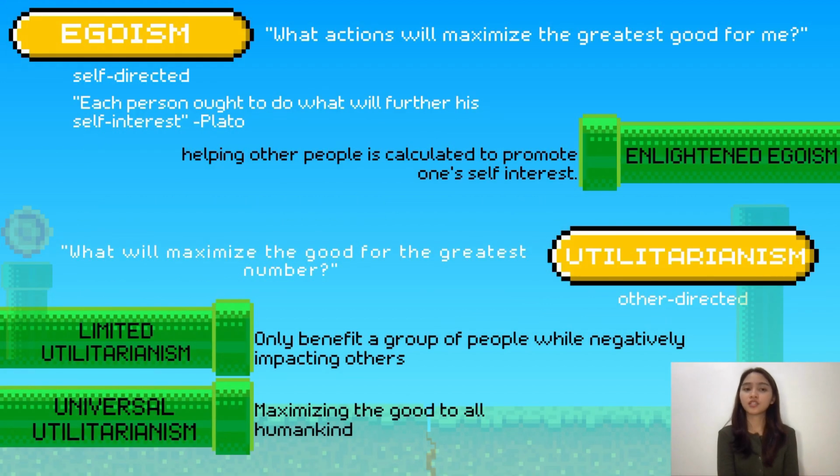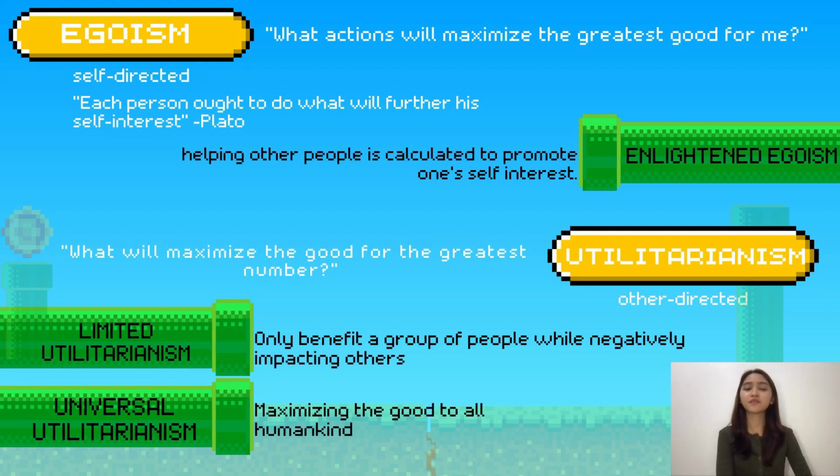The teleologist is divided on the issue of the beneficiary of the right actions that maximizes the intrinsic good, namely egoism and utilitarianism. In egoism, the one who benefits from the act is the moral agent himself, and any action that maximizes the good for him or her is right. As stated by Plato's version of egoism, each person ought to do what will further his self-interest. From the word ego, we can say that the moral principle is self-directed.